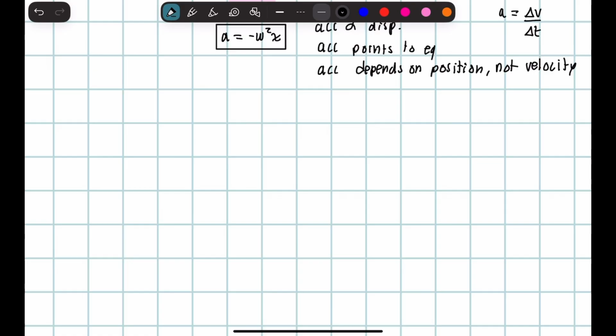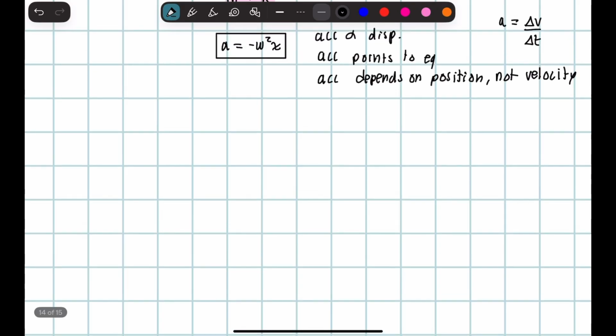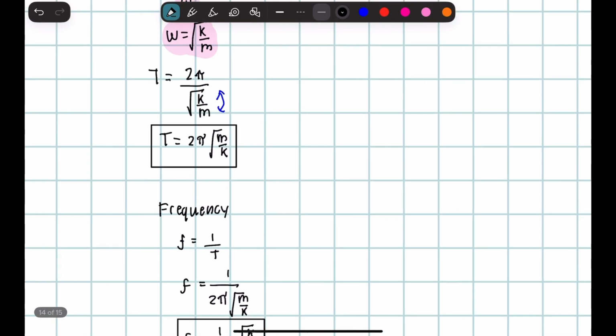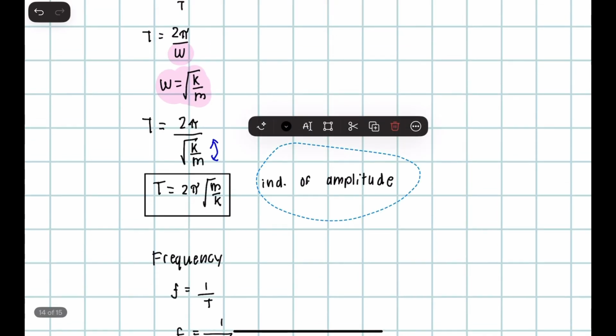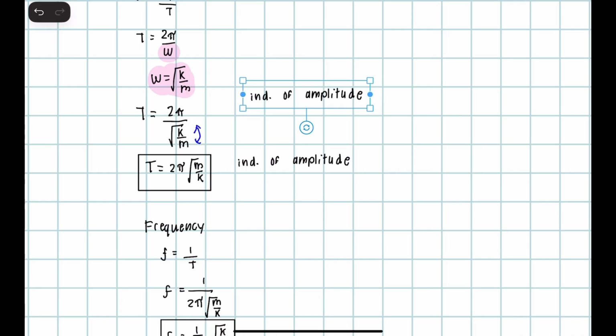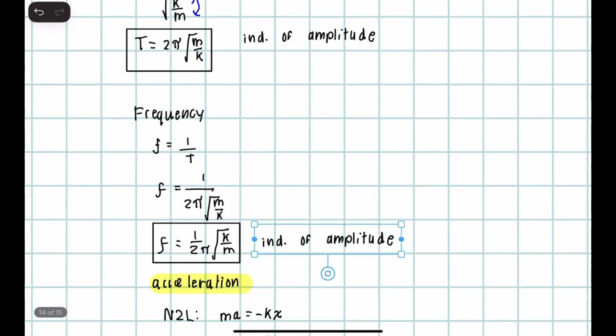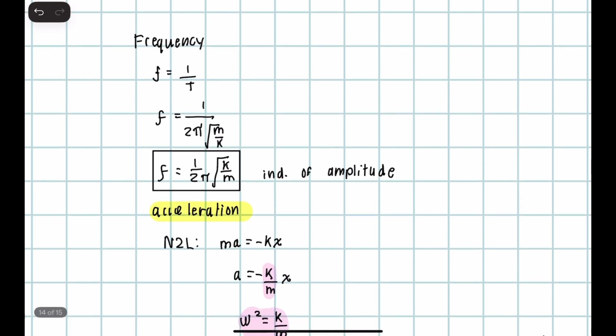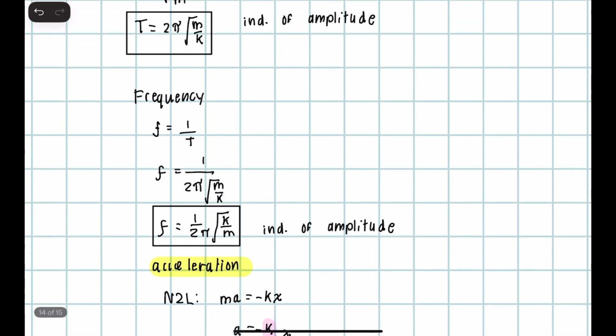And now for period and frequency, we can look at here, we can see they only depend on mass and also on spring constant k. So the period is independent of amplitude. And also, we know that frequency is independent of amplitude because it doesn't involve amplitude. It only involves m and k here.